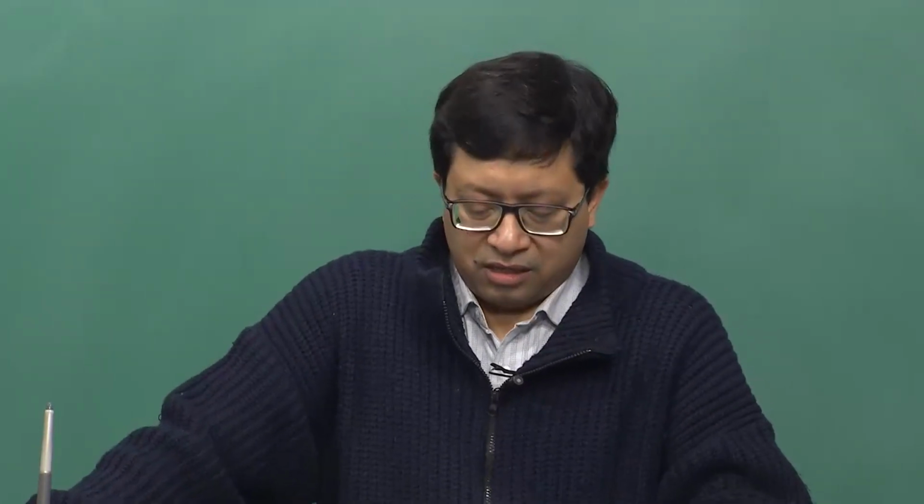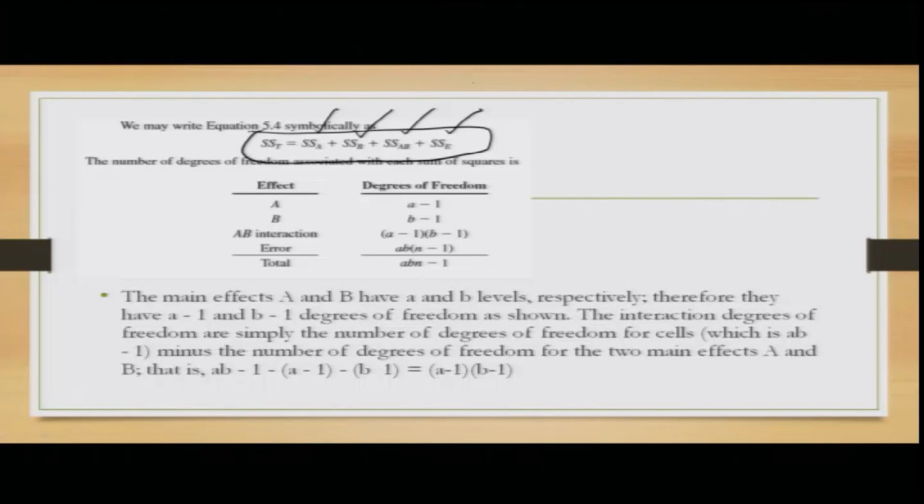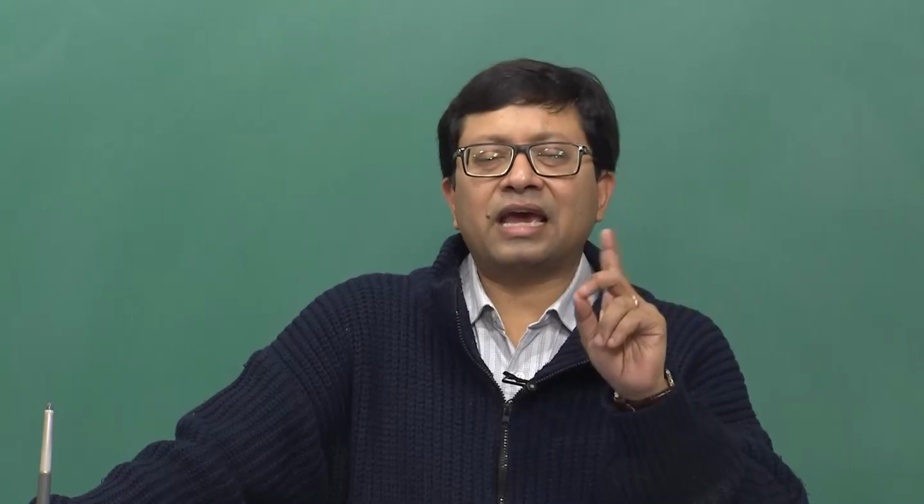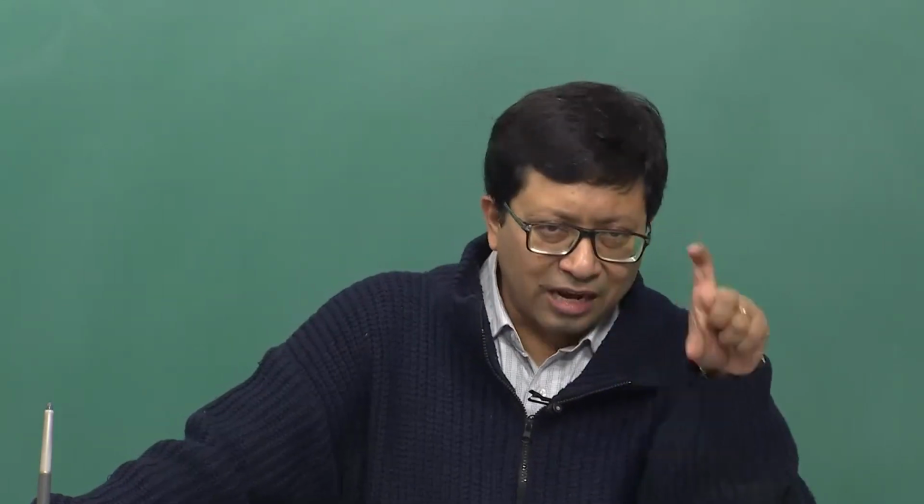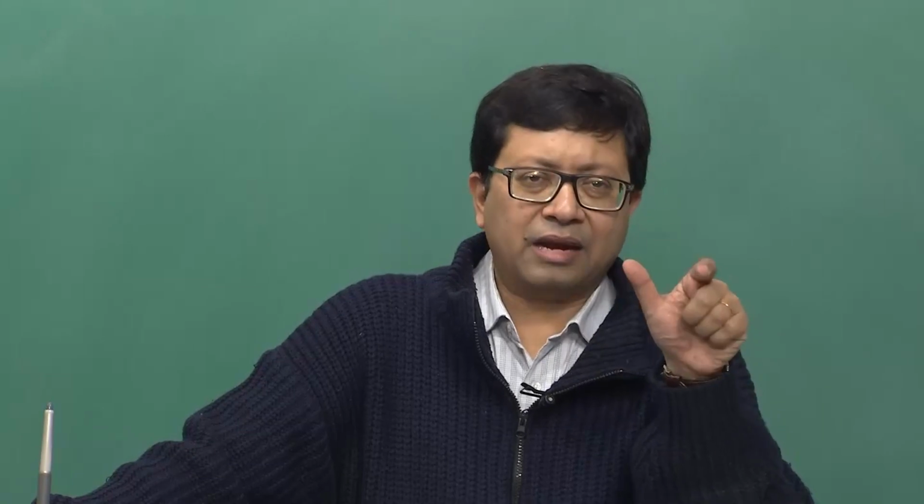Again, the degrees of freedom for A would be the total number of levels of the rows minus 1, that is small a minus 1. The degrees of freedom for the column would be small b minus 1. The degrees of freedom for the combination of A and B would be a minus 1 into b minus 1. The error term would be the total number of combinations, a into b into n minus 1.